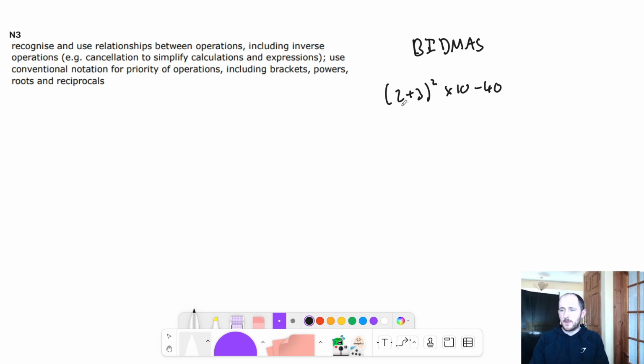So in this case we have 2 plus 3, so that would give me 5. I stands for indices, so you're going to do any powers that you have. So we have this 2 here. By the way, if you have a square root, that counts as an indice, okay? So under indices you're doing any powers and any roots as well. So we do 25.